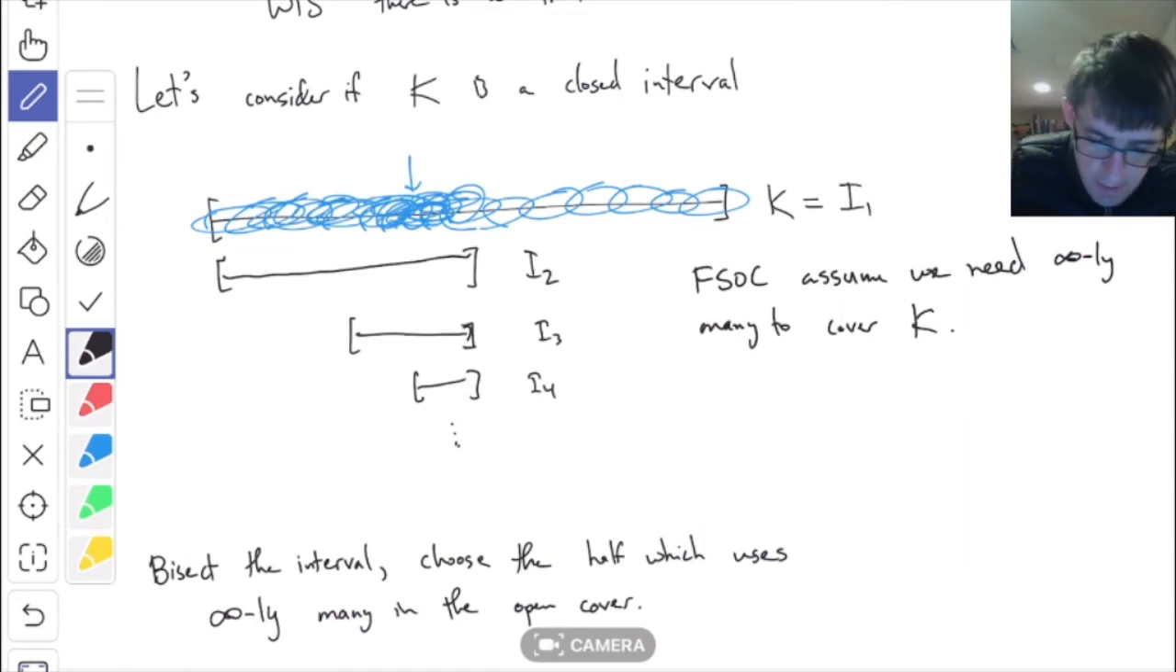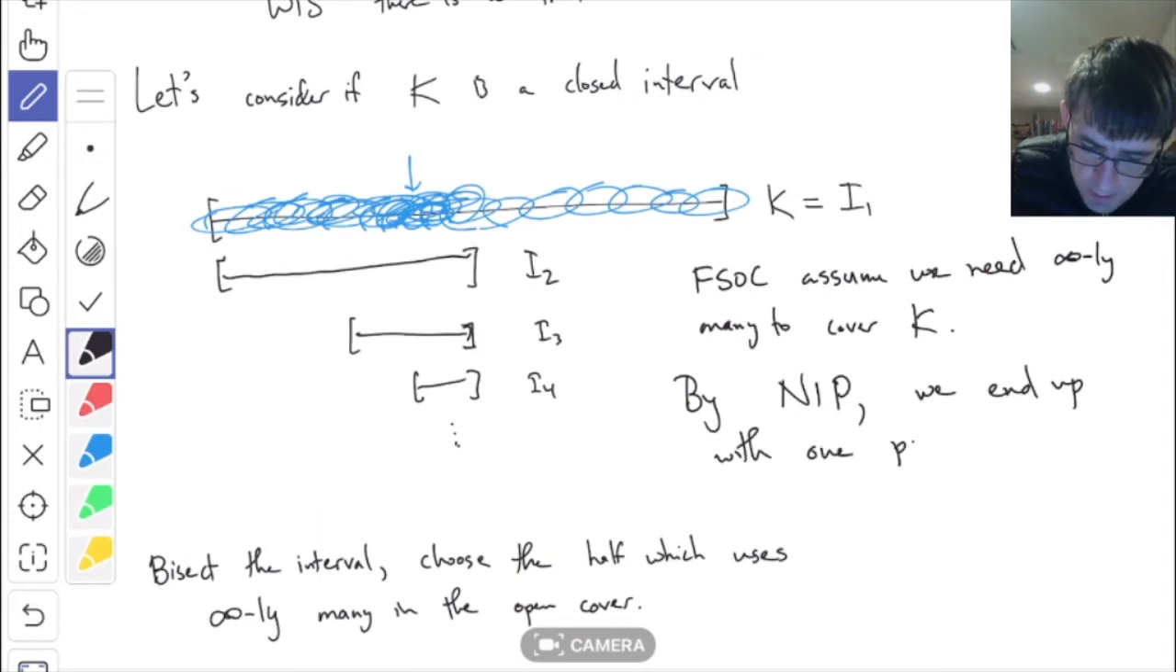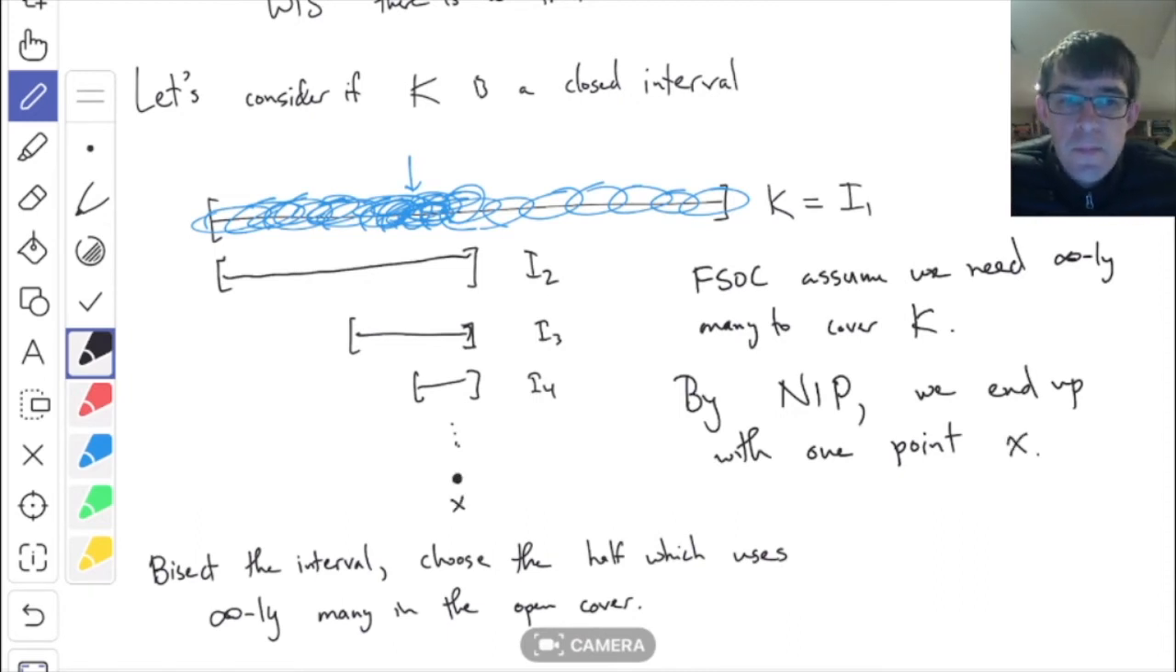But by the nested interval property, when we do this intersection, we end up with one point in all of these intervals, right? It shrinks down eventually to a single point, which I call x. Why does it have to be a single point? Well, the nested interval property says the intersection of all of these is not empty, but because I'm cutting in half every time, it can't become some other interval. It will actually shrink down all the way to a single point. So we end up with one point x.